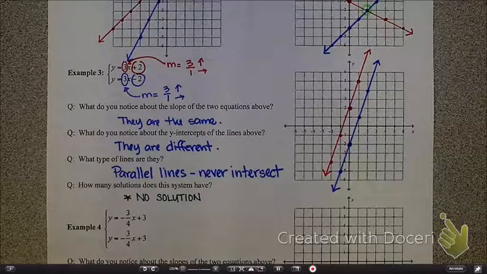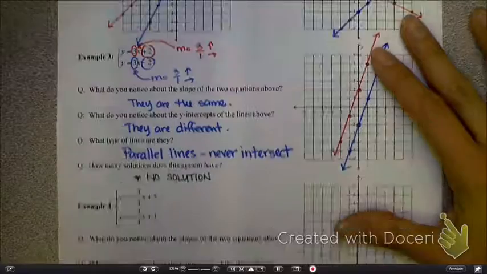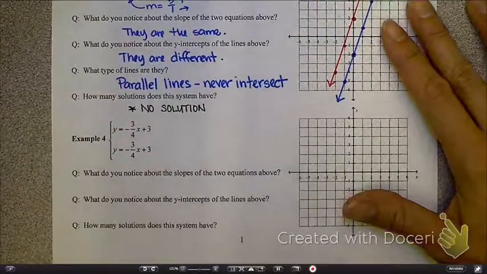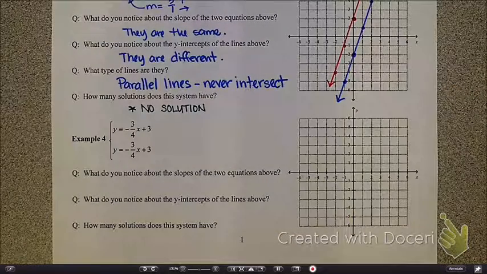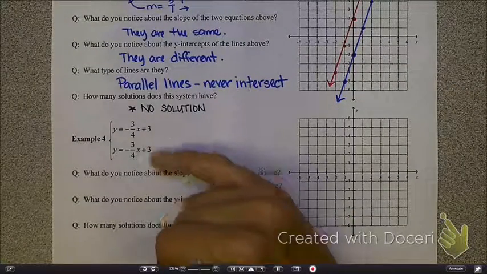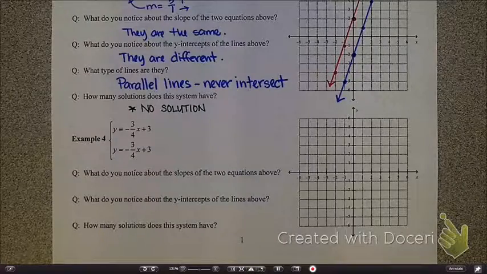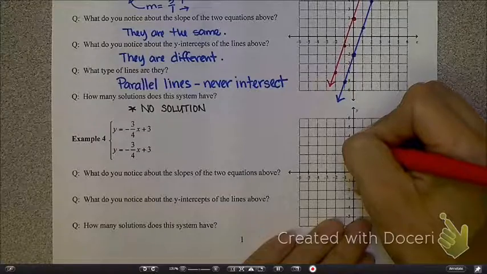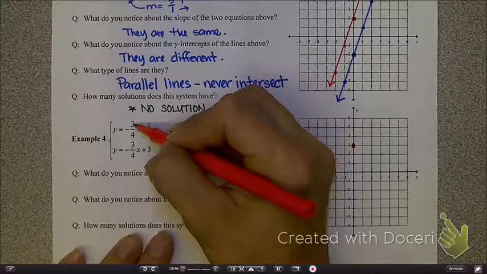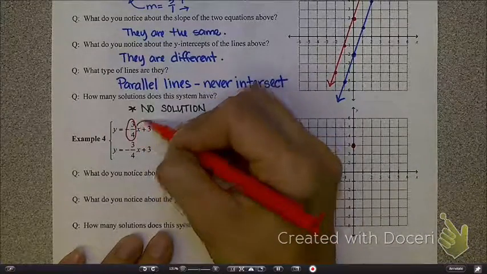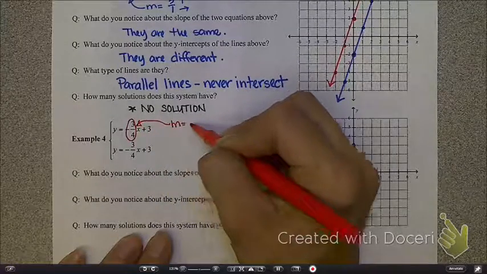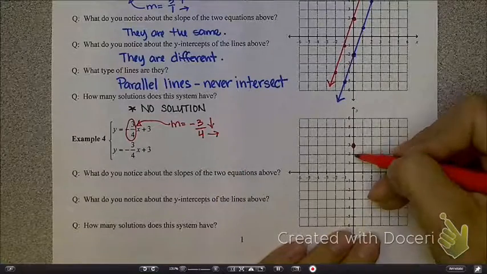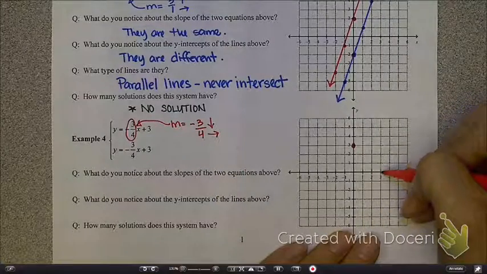Okay. All right, let's go ahead and take a look at the last example on this side. Let's look at example 4. Okay, so example number 4. Let's go ahead and graph these two lines. So this first line, your y-intercept is 3, so let's go up to 3, put a point there. Now, what's your slope here? Well, your slope is negative 3/4, so that means down 3 to the right 4. So down 1, 2, 3 to the right 1, 2, 3, 4.